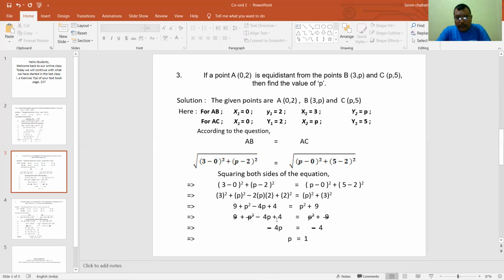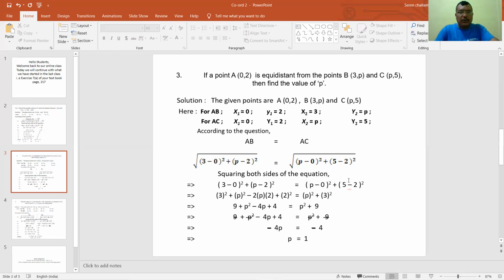It is equal to, now this plus 4p, if you transfer it to the right hand side, we have minus 4p. Now minus and minus get cancelled. 4 times p, so if we cancel 4, we get 1. So we have p is equal to 1. Therefore, the value of p as required by the question is equal to 1.